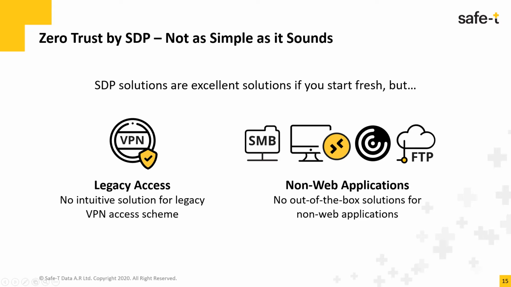When legacy access schemes such as VPN are heavily relied on, migrating them to SDP can prove very challenging. Furthermore, when legacy non-web applications are in use, such as SMB, RDP, Citrix, SFTP, or even mainframe, SDP integration and support are far from trivial.